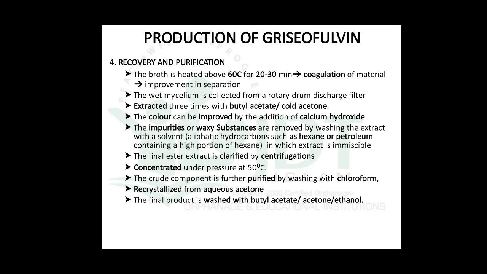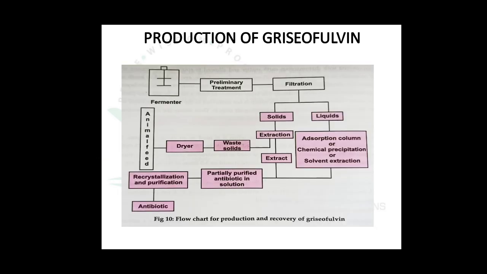The crude component is further purified by washing with chloroform, and then it is recrystallized in aqueous acetone. The final product is again washed with butyl acetate, acetone or ethanol, and then it is dried and stored. So this is the recovery process of griseofulvin, and this is the flow chart of production of griseofulvin.